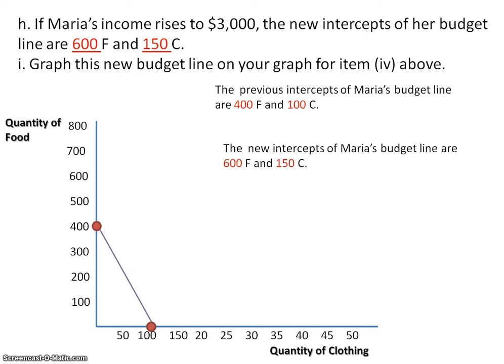So income has risen from 2,000 to 3,000, and we therefore have our first budget line. This budget line was drawn based upon an income of 2,000. The second budget line will be further to the right, because we now have the possibility of getting 600 units of food with a new income of 3,000, or a maximum of 150 units of clothing. So an increase in Maria's income results in a parallel shift in the budget line.